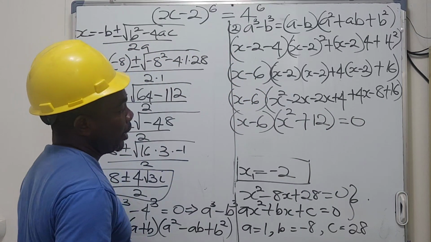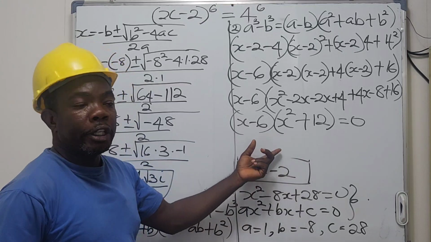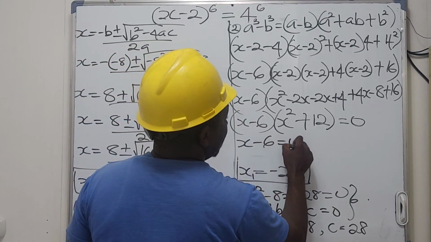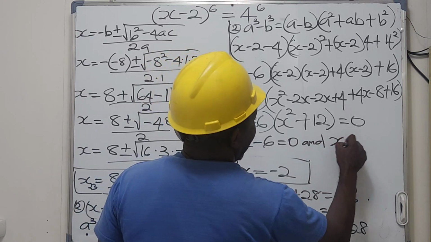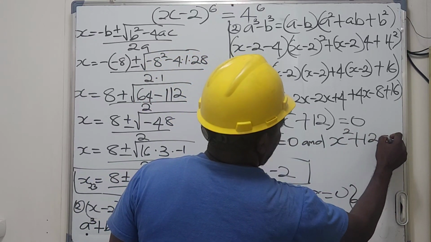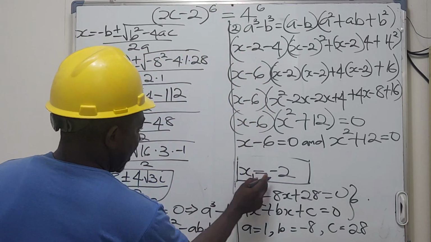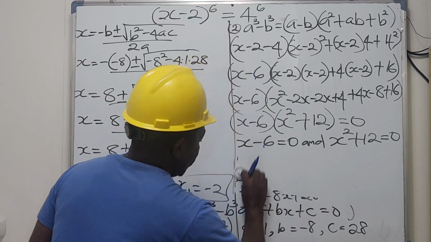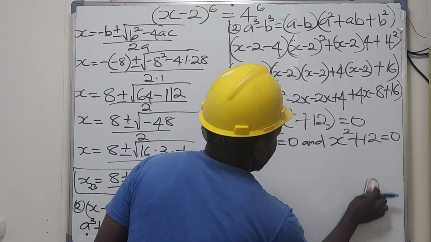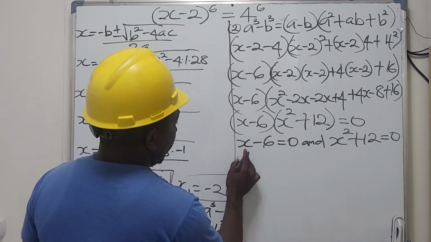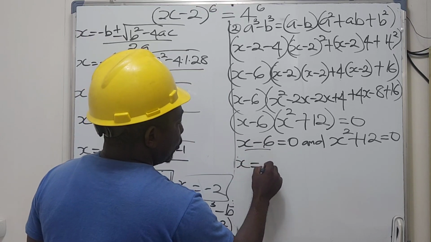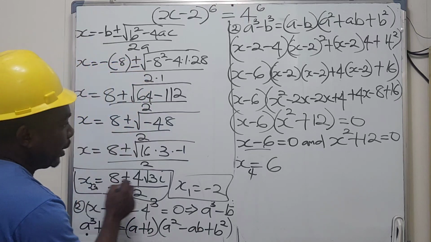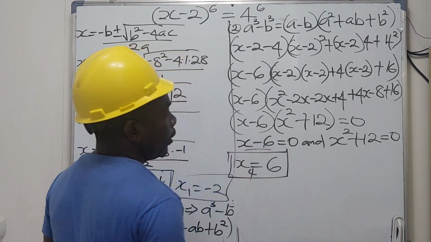We have two parentheses here. It is either the first one equals to 0 or the second one equals to 0. So the first one, which is x minus 6, equals to 0. And also we have x to the power of 2 plus 12 equals to 0. Let's move this to the other side. We have x1 equals to minus 2. That is the value of x1, because we need to clean this. So in that case, for this first parenthesis, we have the value of x here equals to 6. This is the value of x4 because we stop at x3 here. So this is the value of x4 that we have.